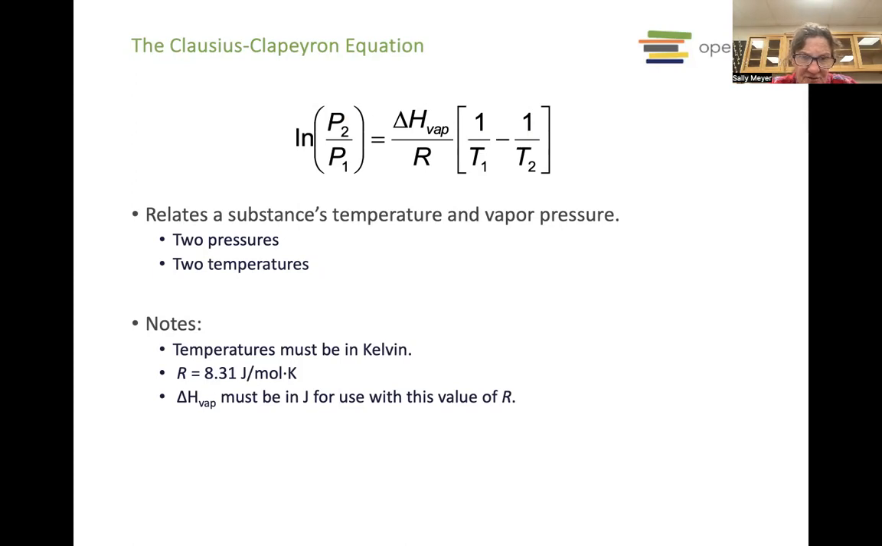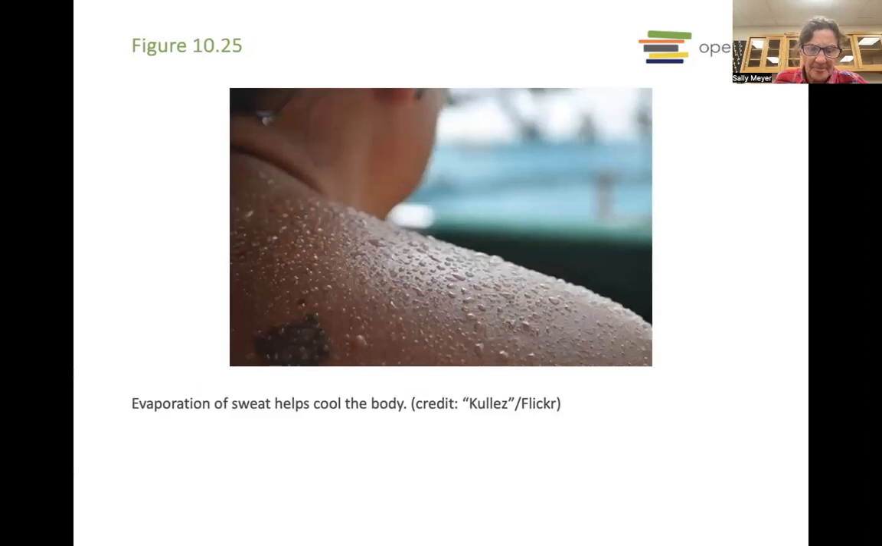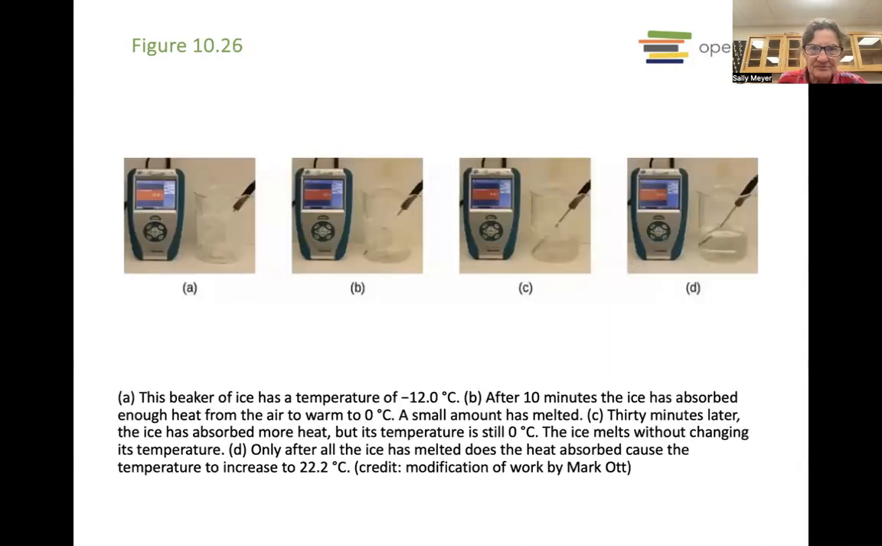So temperatures must be in Kelvin. R makes most sense to use in joules because your delta H is probably going to be in joules. But whatever units you have for your delta H, you'd want to put your R in. This is just showing you that when your sweat evaporates, it cools your body because it takes heat to evaporate water.